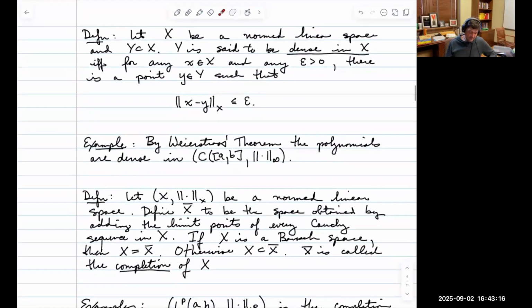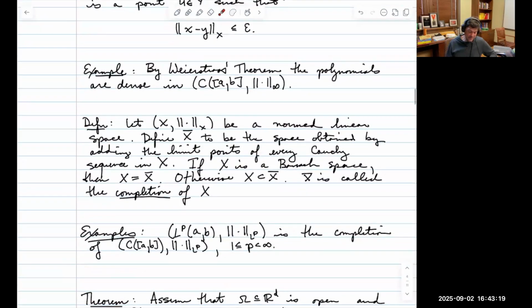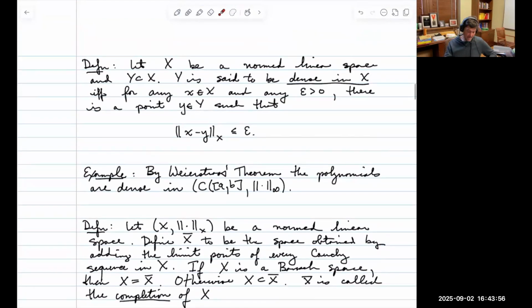So for example, one famous example of this is the Weierstrass theorem, which says that the space of polynomials is dense in the space of continuous functions. I hope you've all seen that from a course on real analysis. It basically says this: if you give me any continuous function and any epsilon, I can find a polynomial of some order such that the difference between that continuous function and that polynomial is small in the max norm, the infinity norm. That's what we mean by a dense set in that case.